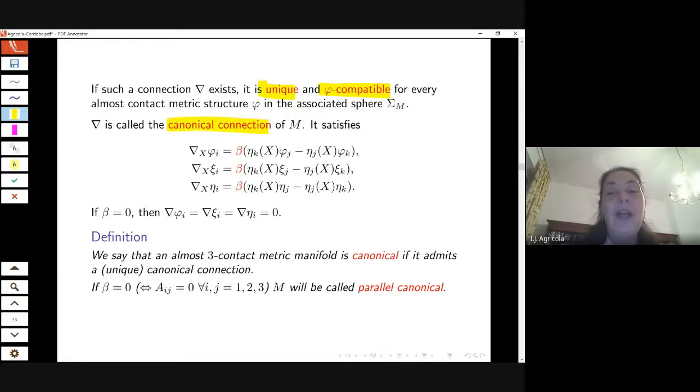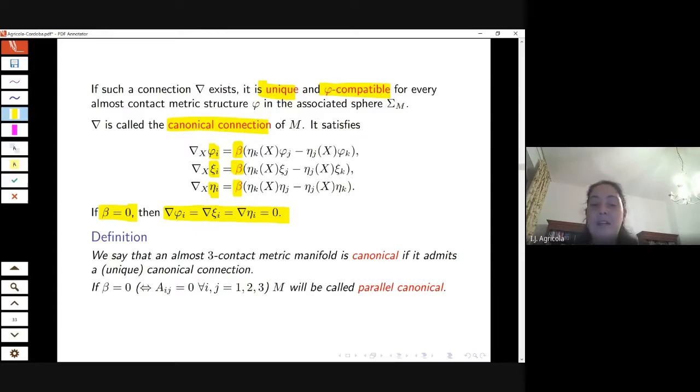And now you can compute the derivatives of all structure tensors phi I, xi I, eta I in terms of the function beta, which appeared in the connection. And you see that you always get something which is basically a linear combination of the same structure tensors. So the derivative of each structure tensor is going to be a linear combination of the other structure tensors instead of just being parallel. But we see if beta is equal to 0, then actually all derivatives vanish. So then the characteristic connections of each structure will correspond to the ones of these.